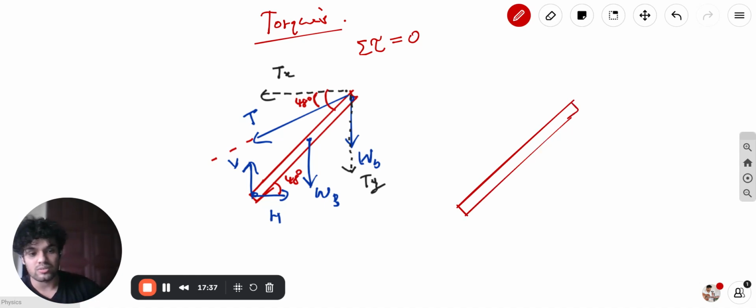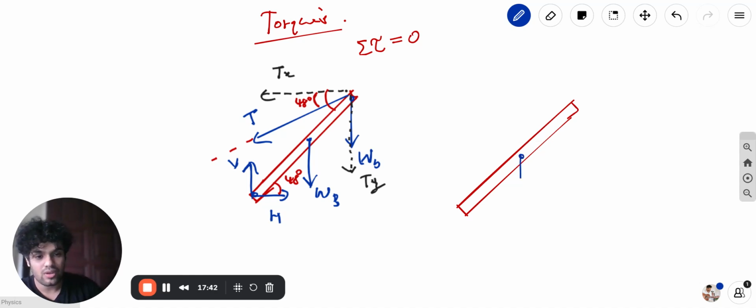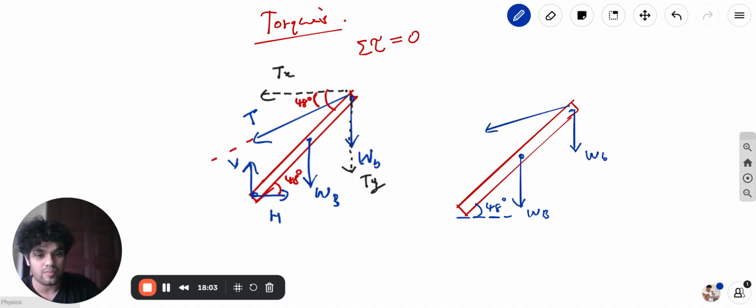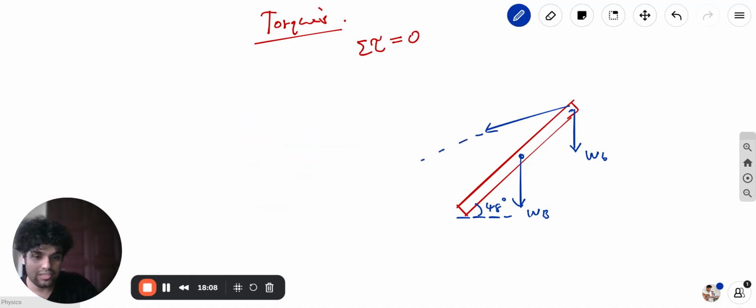So we have our rod. This is our boom. And we have the weight of the boom going down, and the weight of the wrecking ball going down. And we had this angle to be 48 degrees. We should not forget the angles. And then there was a tension force which was going this way. Let's say it was going this way, and we knew that this angle was equal to 32 degrees. This was our question.